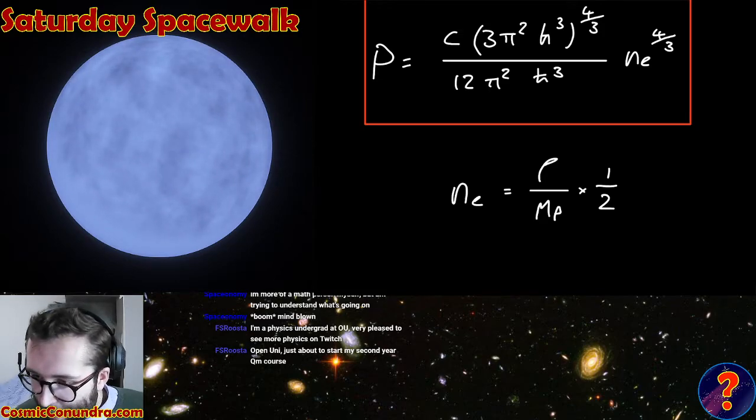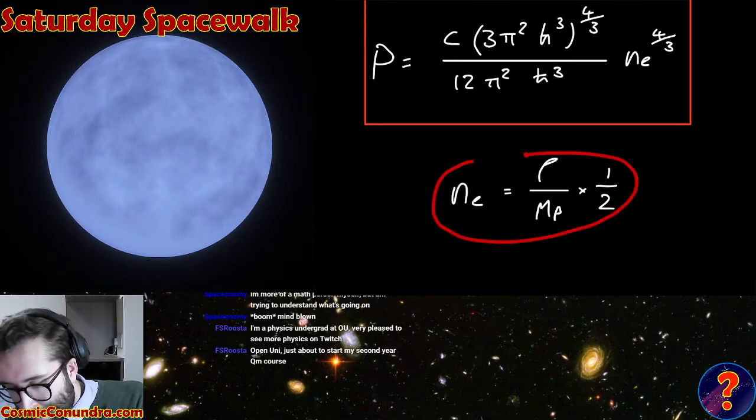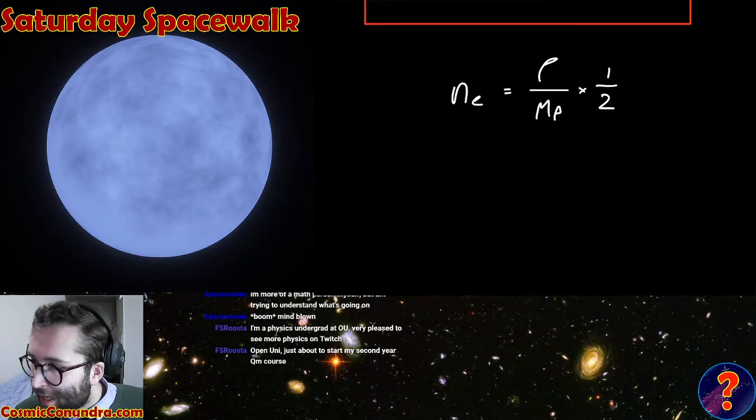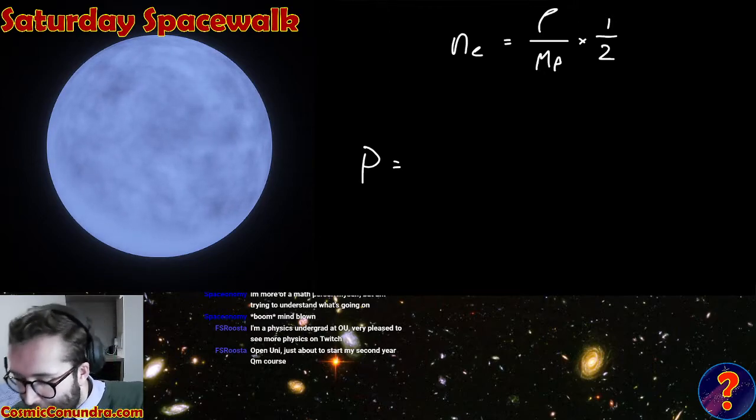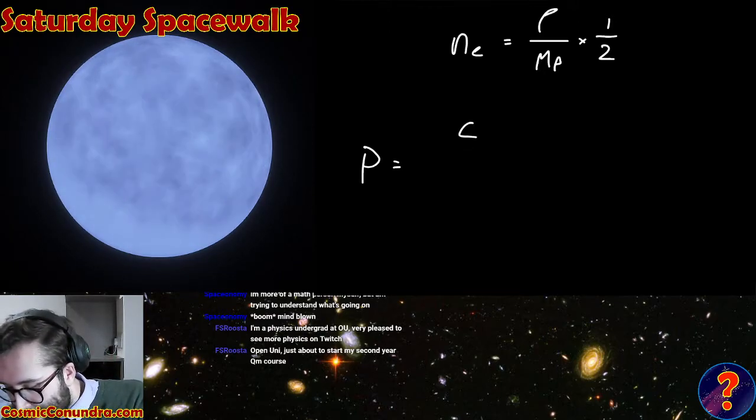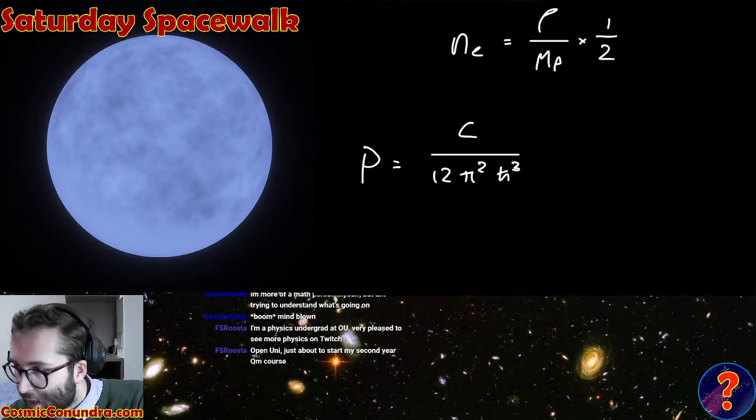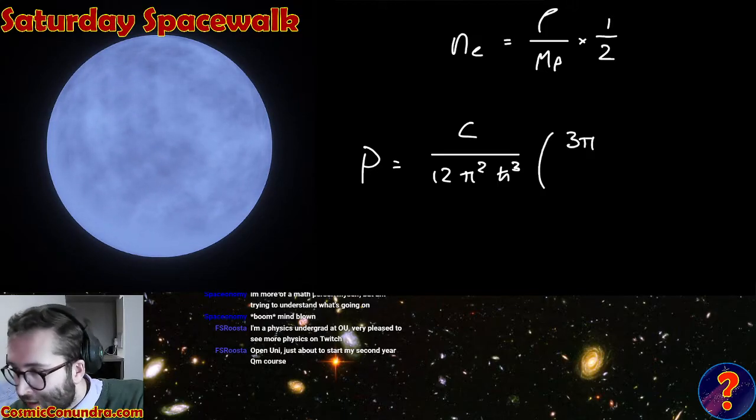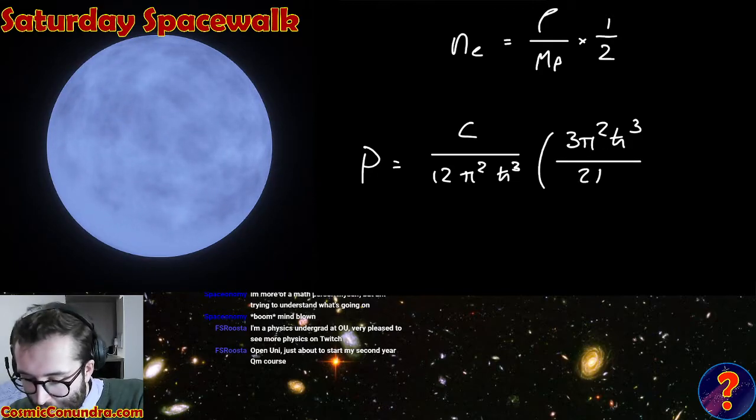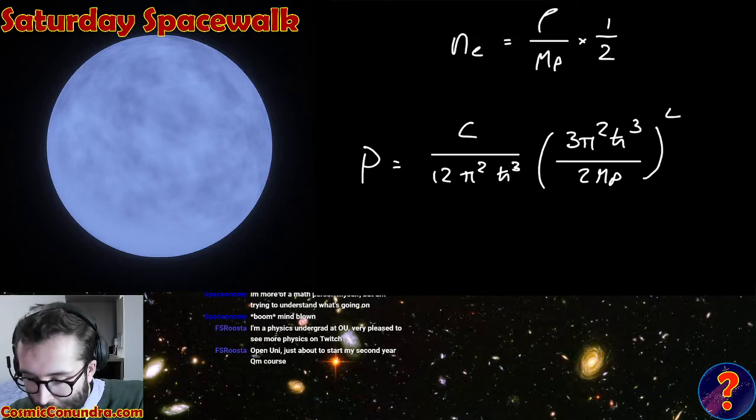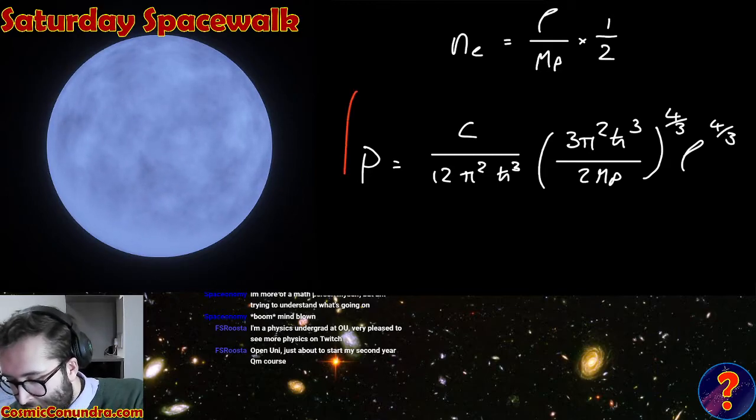So we can do that. We can rewrite the number density of electrons in terms of the mass density. And now we can just put this up into here. And when we do that, we get our final expression for the electron pressure inside of the star, which is C over 12 pi squared h bar cubed times now 3 pi squared h bar cubed over 2mp all to the 4/3, and then times the total mass density to the 4/3.